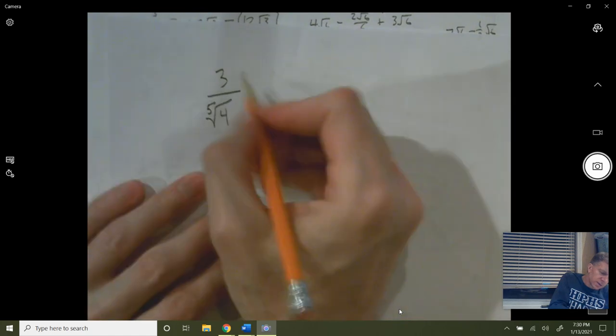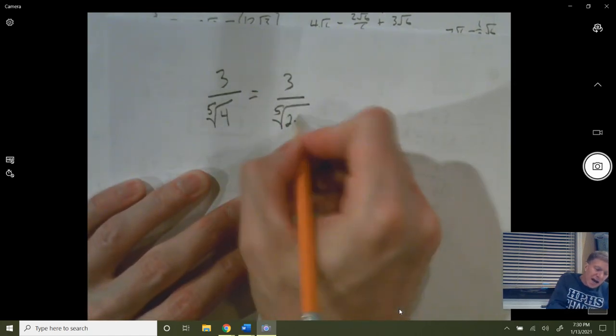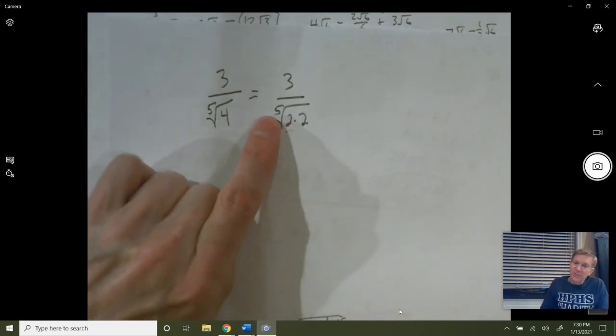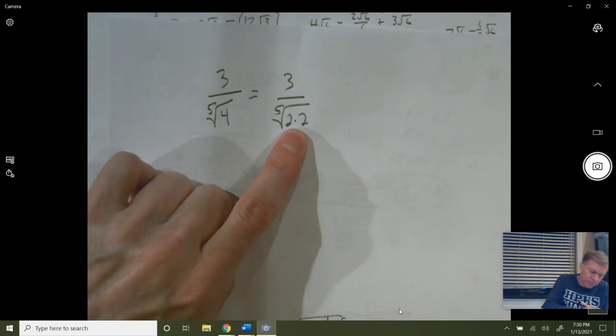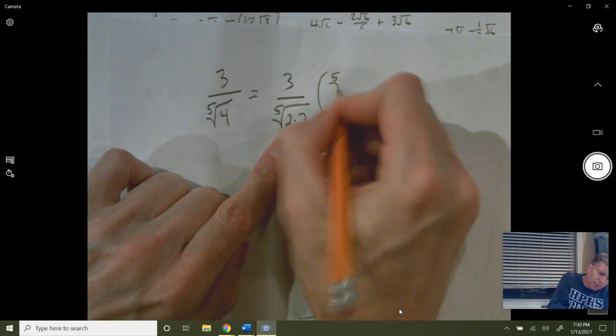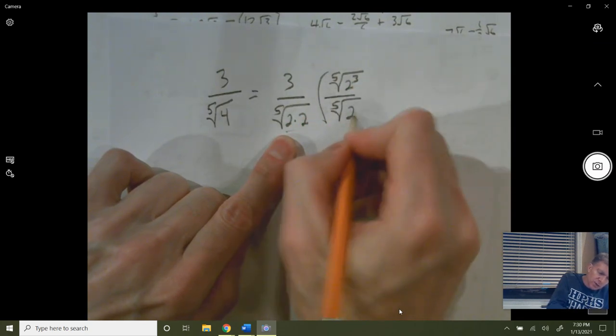Okay, this right here is 3 over the 5th root of 2 times 2. I have 2 of something. I have 2 2's. I need a total of 5 to be able to get rid of this radical in the denominator. I only have 2. I need 5. So that means I need 3 more. Okay, so you can multiply top and bottom by the 5th root of 2 cubed over the 5th root of 2 cubed.